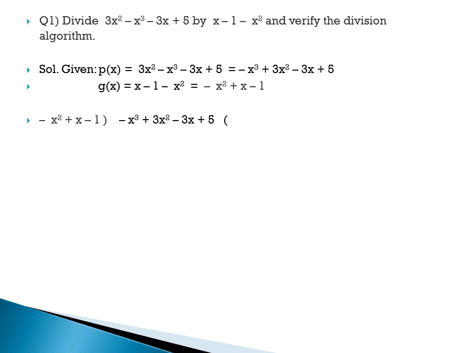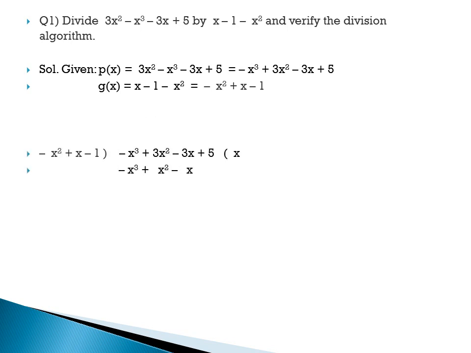As you can see, the term with the highest power in the dividend is minus x cube, and in the divisor we have minus x square. So we need to figure out minus x square into which quantity can give us minus x cube? By now you must have figured out that quantity is x, as minus x square into x gives us minus x cube. Now there are two more terms in the divisor, so we need to multiply them as well with x. So we'll do that.